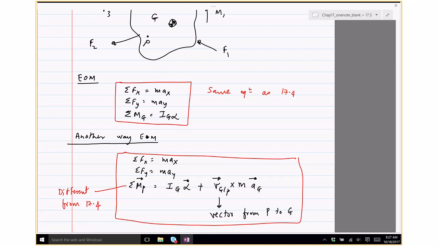Yeah? Because it's the acceleration of the center of mass. G is this point.